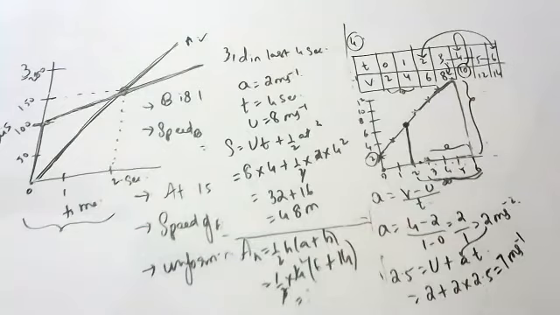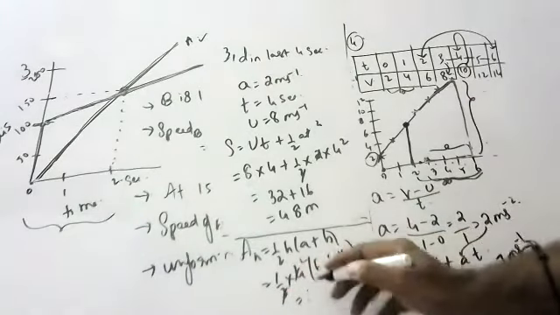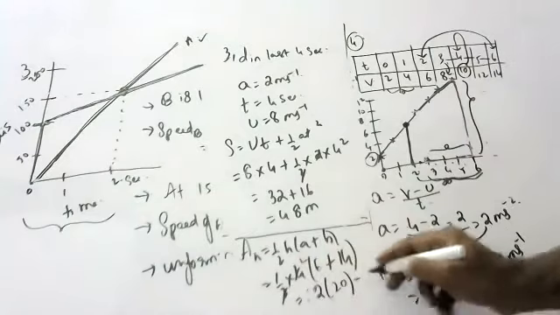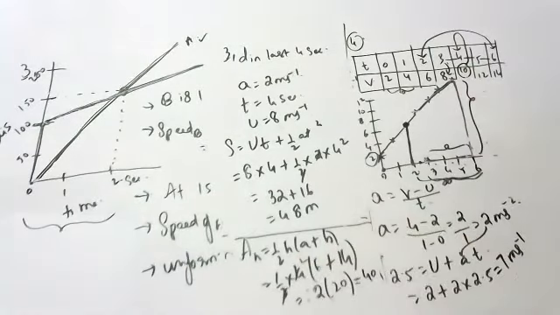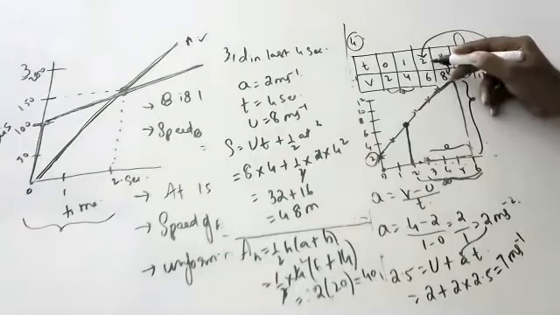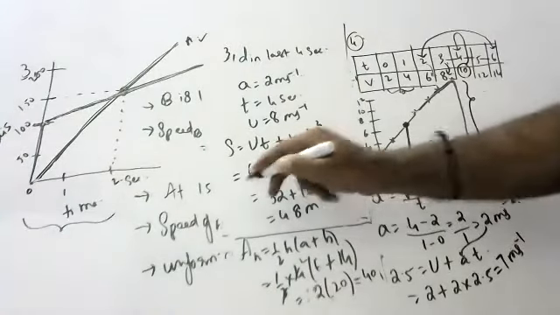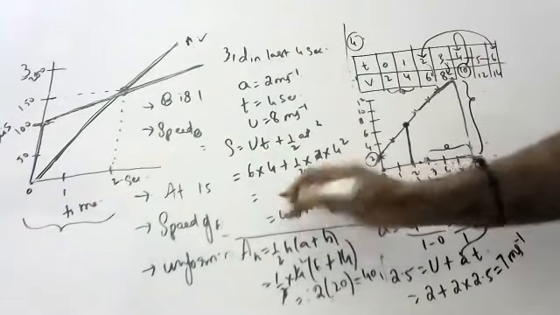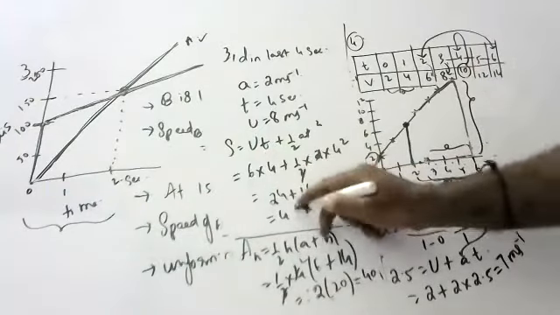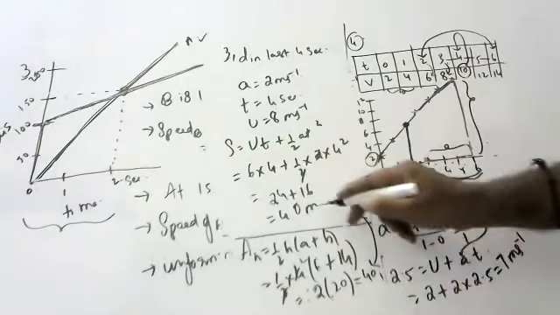Half h into a plus b. So half h 2 into, now more or less 40 only we are getting. Where we are going wrong? Anyone can tell where we are going wrong? When initial velocity I took 6 only, no? Initial velocity I should take 6. 6 fours are 24. 24 plus 16, 40. See children, both correct. 40 meters, 40 meters.